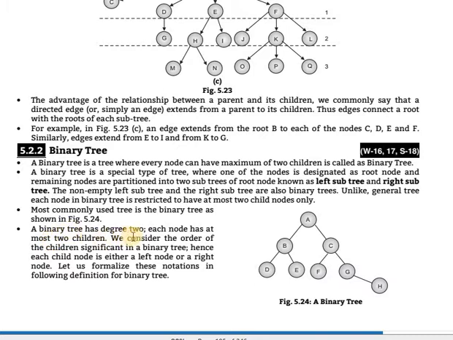A binary tree has degree 2. Each node has at most 2 children. At most means a maximum of 2 children are there.